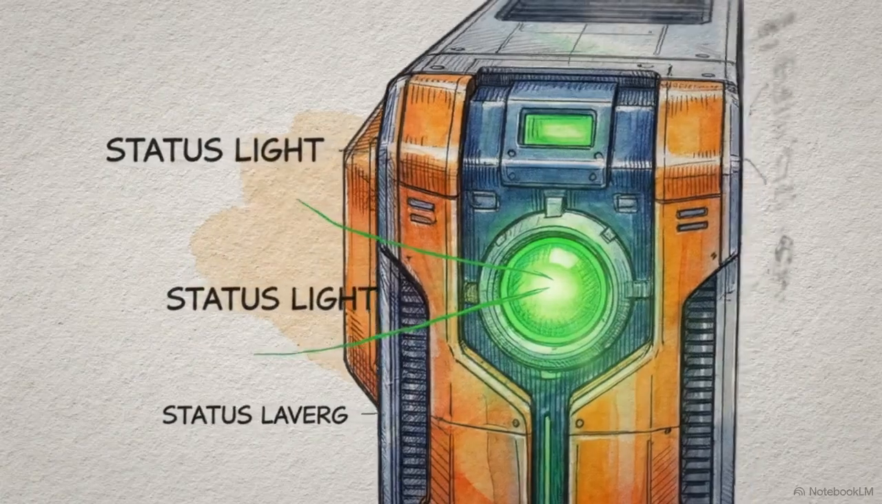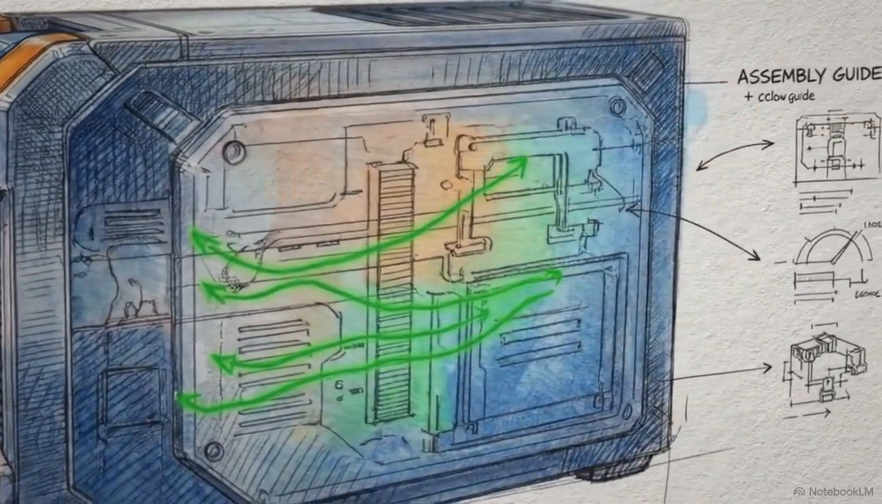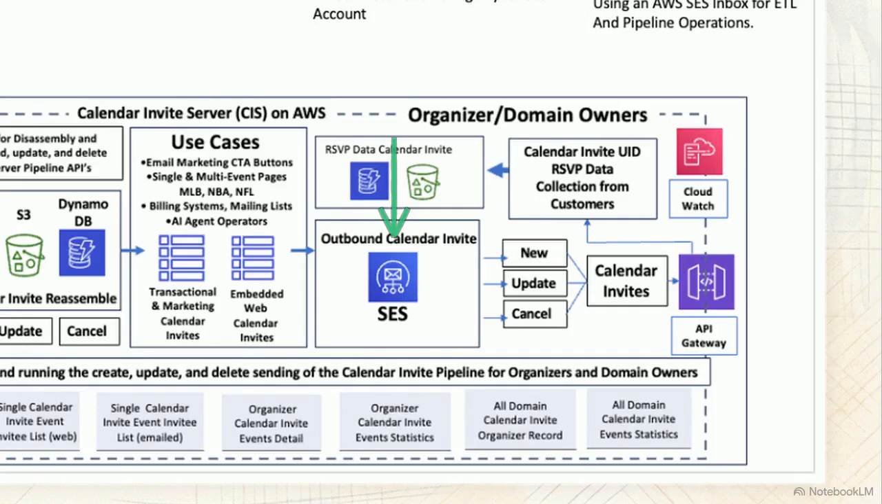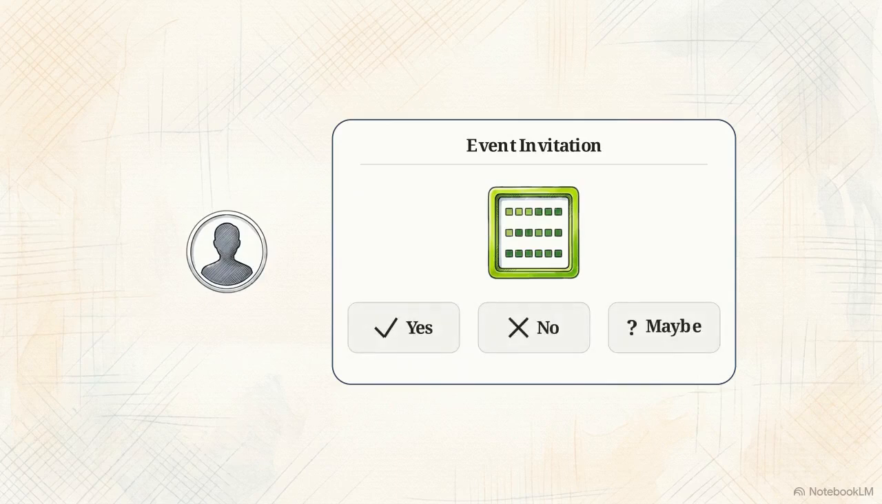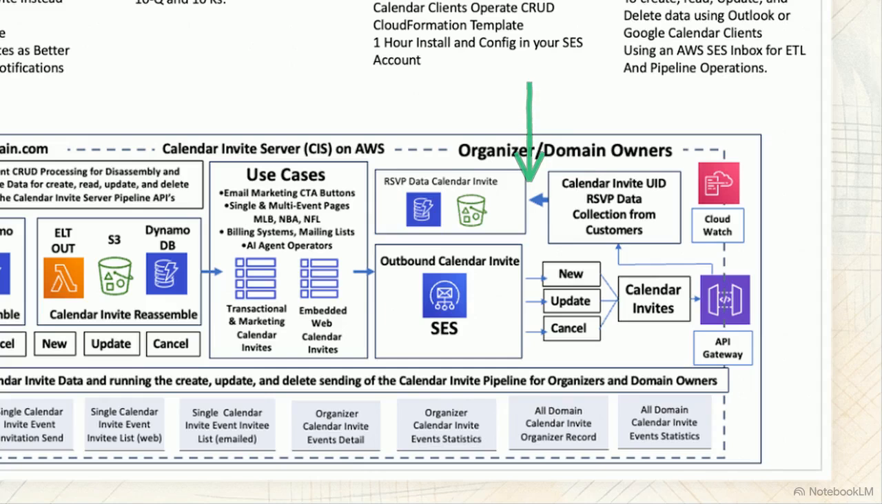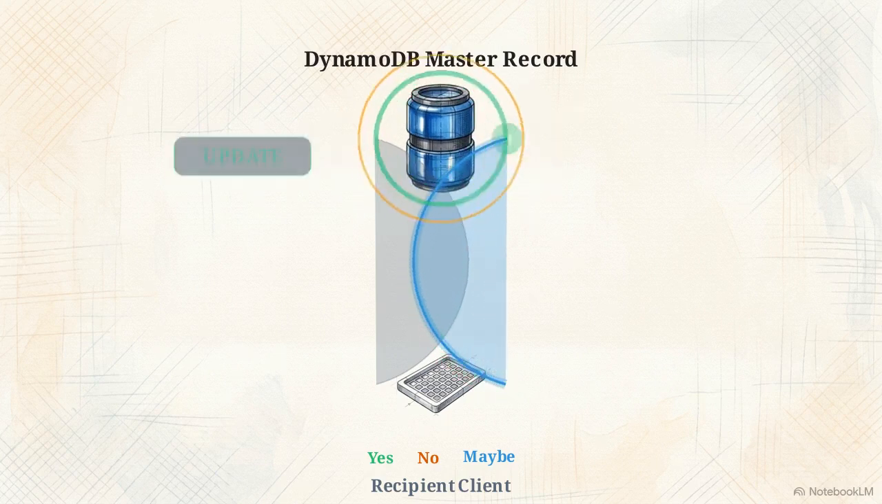This ELT-out architecture ensures that every outbound invite reflects the most current single source of truth data stored in the database. The reassembled payload is dispatched via the AWS SES RAW API. Because the payload follows standard protocols, clients like Outlook or Google Calendar process it natively without requiring the user to install additional software. The recipient can respond yes, no, or maybe directly through their own calendar app. These RSVP actions generate responses that flow back into the CIS pipeline. This data loops back to update the original records in DynamoDB, completing the CRUD cycle.